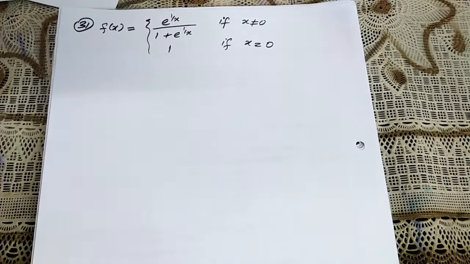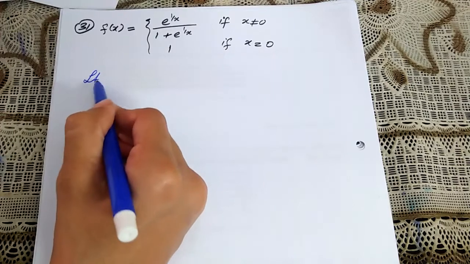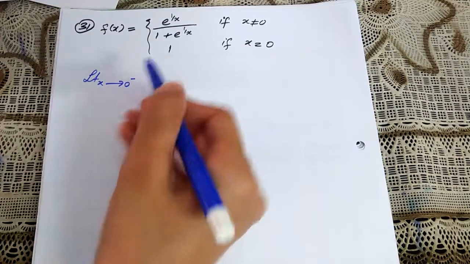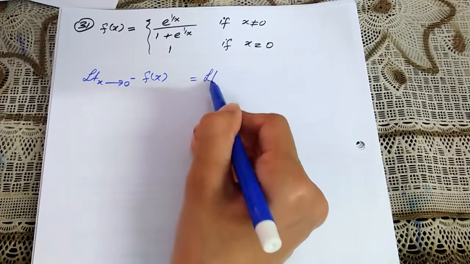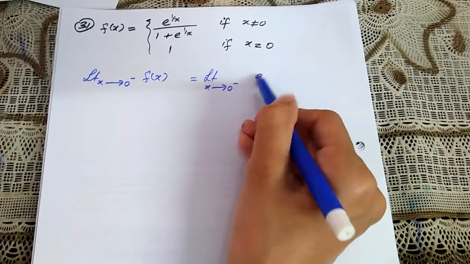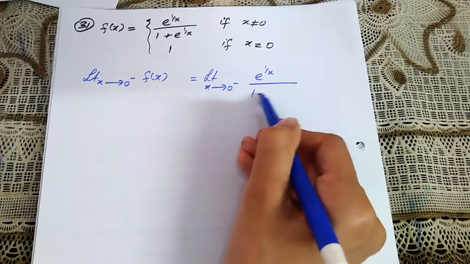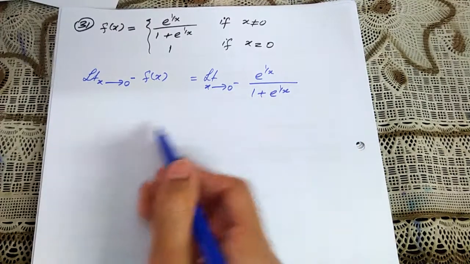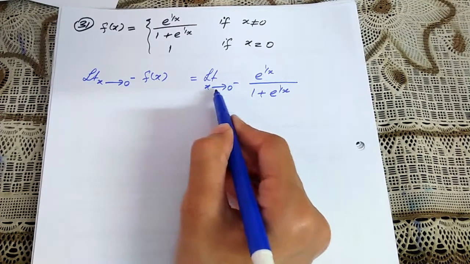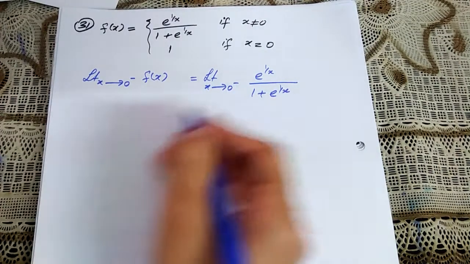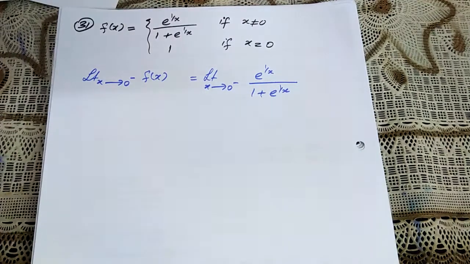So first of all, check the limit. Limit x approaches to 0 minus, left hand limit, f of x. This will be equal to limit x approaches to 0 minus e raised to power 1 over x over 1 plus e raised to power 1 over x. Now the limit is this, x is approaching to 0 from the left side. I am solving it separately at this point.